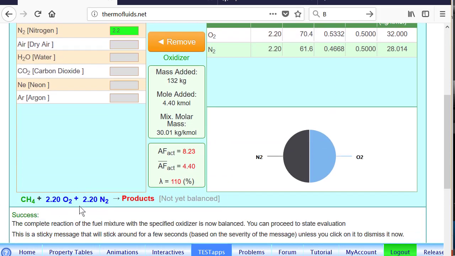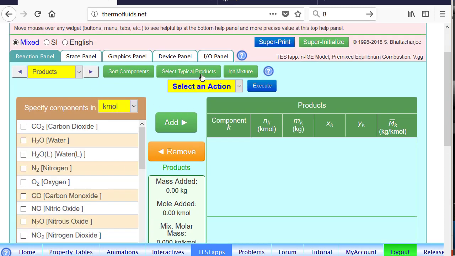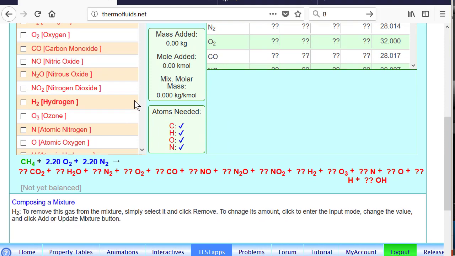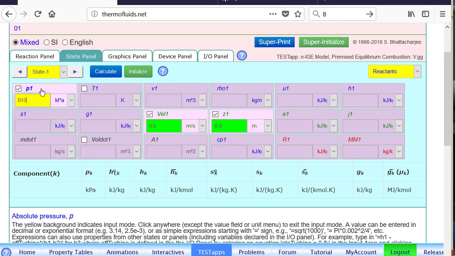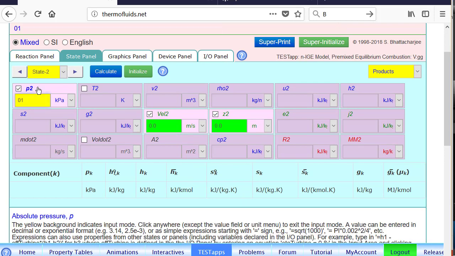As you can see, the reactions are all set up here, and the products, we are going to select typical products, add. You can play with that. You can selectively eliminate a few to see which of them are important in determining the adiabatic flame temperature for a particular reaction. Okay, so now that we have set up the reaction right here, to find the amounts, we'll go to the state panel. Pressure is known, temperature is known. For the reactants, for the products, we only know pressure, doesn't change.